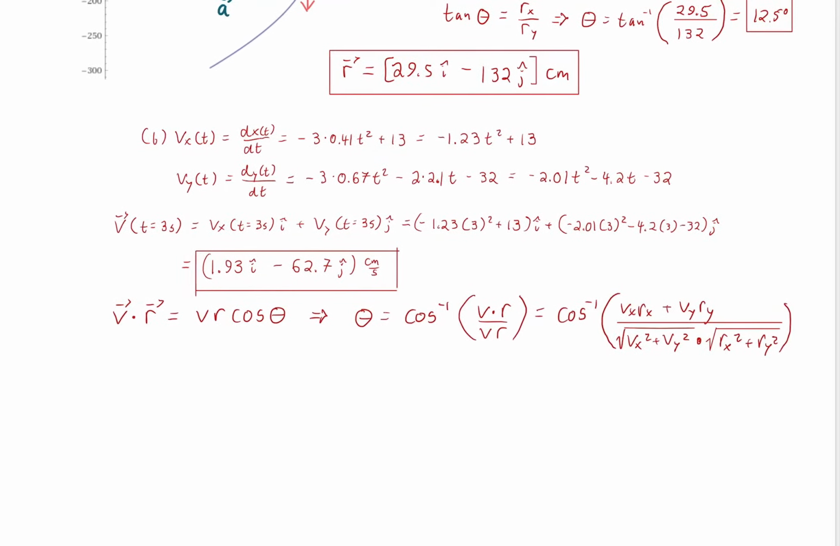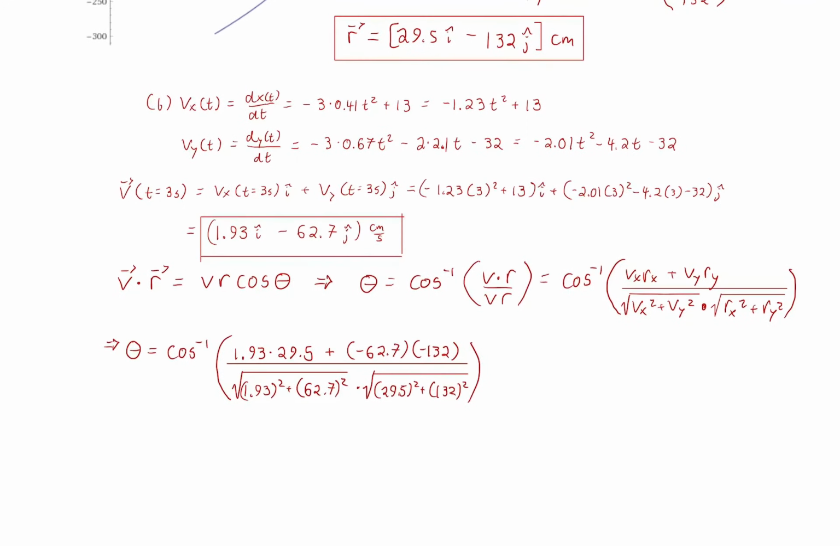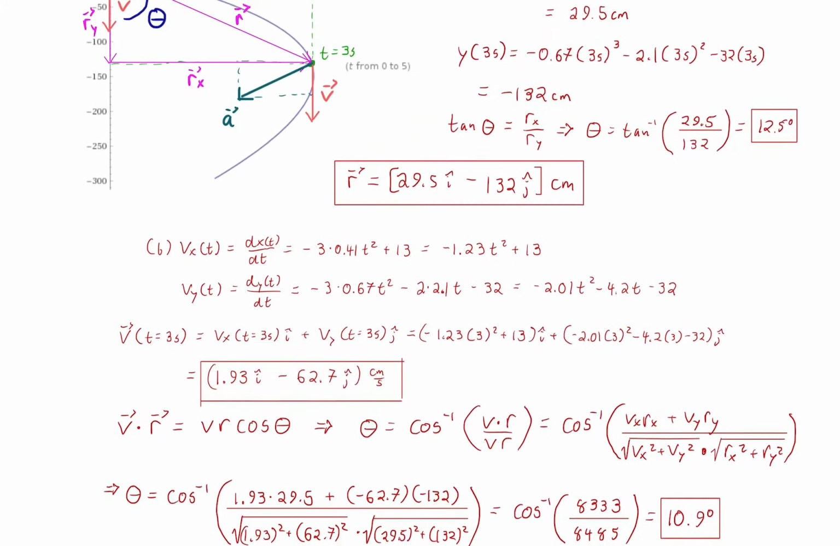Okay, so this is what it's going to look like. Remember, when you take the dot product, you just group together the components, and the result is a scalar. So it's vx times rx plus vy times ry, and then in the denominator, it's just the Pythagorean theorem, in other words the length of v and the length of r. We plug in all our numbers, all the numbers that we've calculated in previous parts of the problem, and we finally end up with 8,000 over 8.4 and an angle of 10.9 degrees.